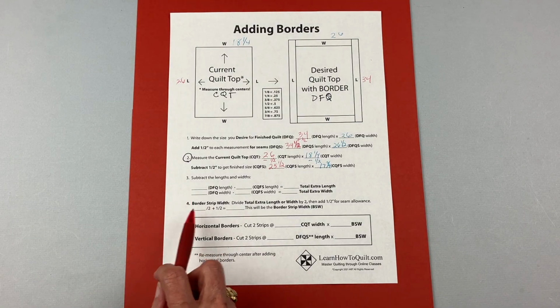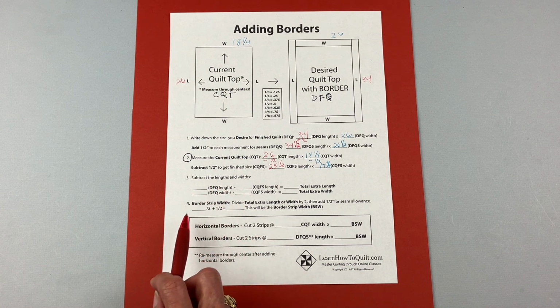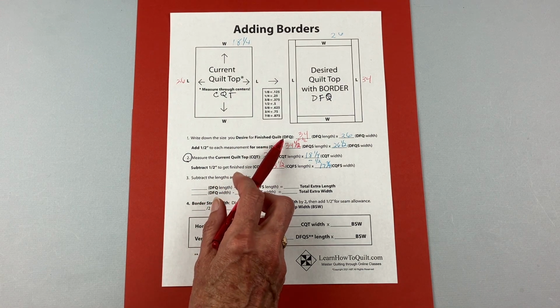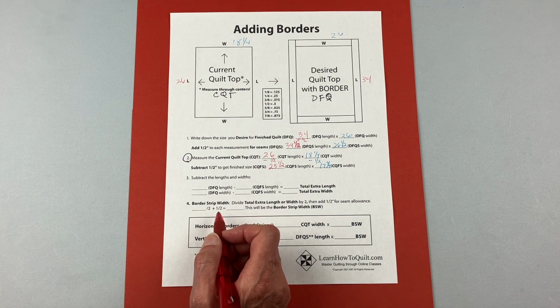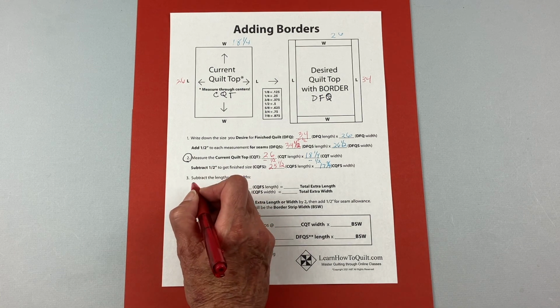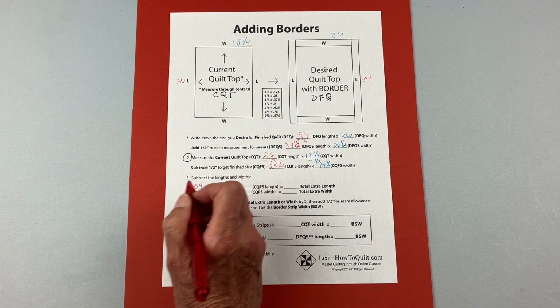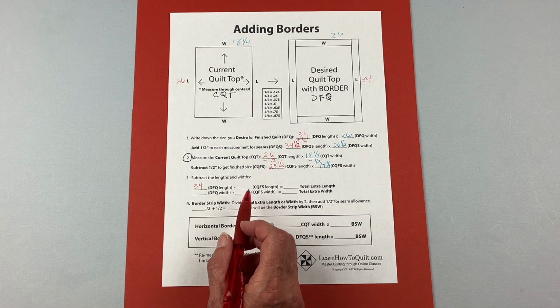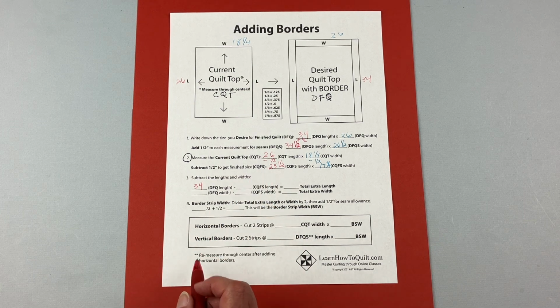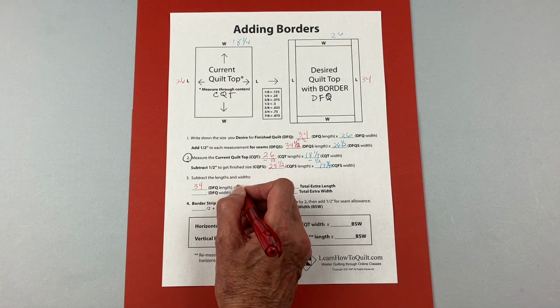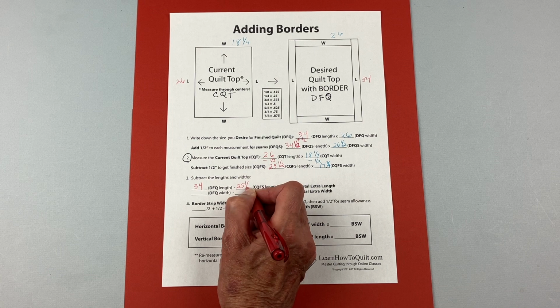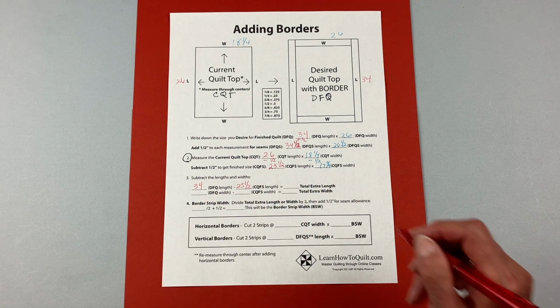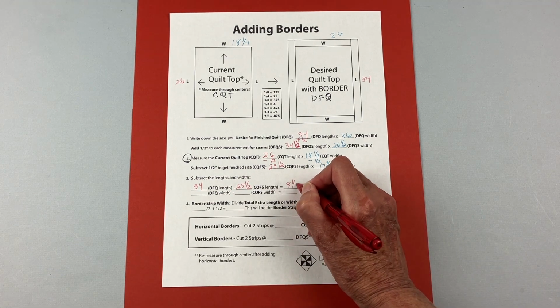The next step is to subtract the lengths and the width. So I'll go up here to my desired quilt length, and that happens to be 34 inches. That's the finished size. And then I'm going to subtract the finished size of the current quilt top, the length of that, which is 25.5 inches. And I end up with 8.5 inches.